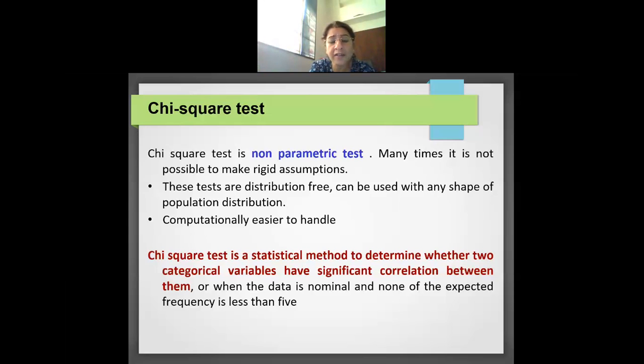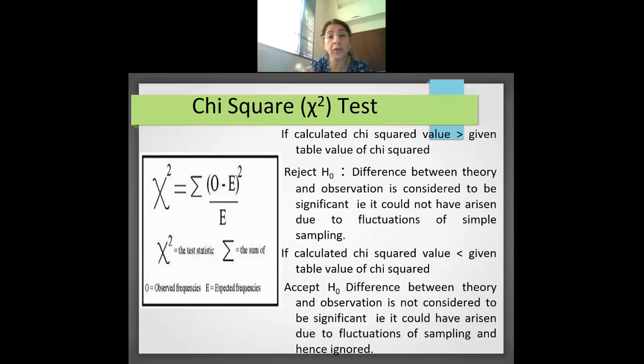So the chi-square test is majorly used for categorical variables. That is important, and it is a non-parametric test. It does not assume anything about the given population. There are other assumptions also for the chi-square test, like it is for categorical variables and the expected frequency in the given data should not be less than 5.